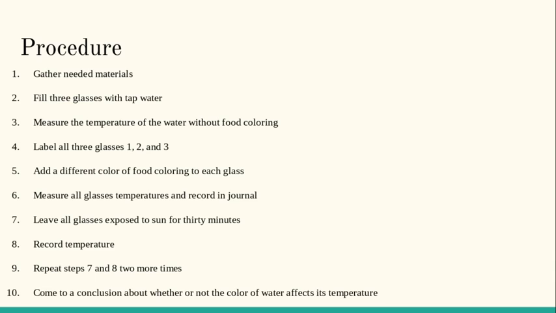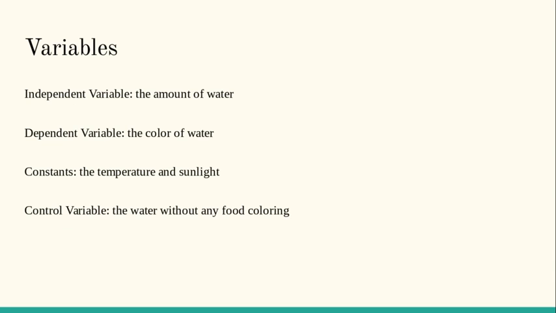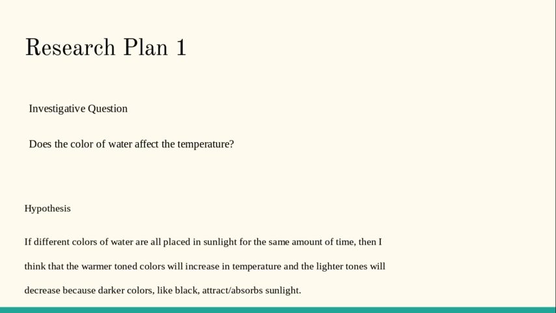Procedure. I have 10 steps that conclude my procedure and that will need to execute my experimentation. Variables. Independent variable, the amount of water. Dependent variable, the color of water. Constants, the temperature and sunlight. Control variable, the water without any food coloring.